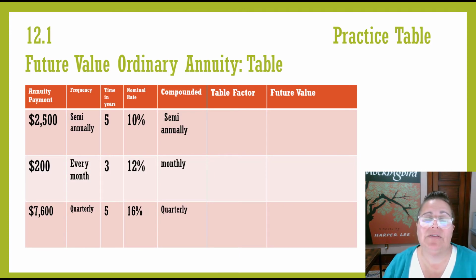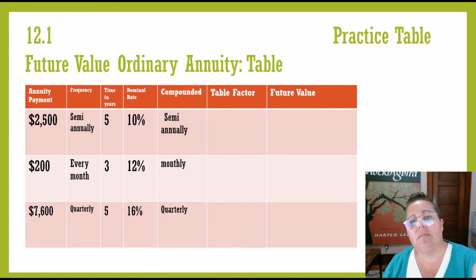As I have done in the past, there is a practice table here. I am not necessarily going to go through, well, yeah, I guess I am. So with this practice table, it's just an opportunity for you to grab your calculator and check your skills. Make sure that you can find things on the table here. So we've got a $2,500 annuity payment semi-annually for 5 years. It is at 10% interest compounded semi-annually. Notice that the semi-annually frequency and the semi-annually compounded match. Those are the two that are meant to match.